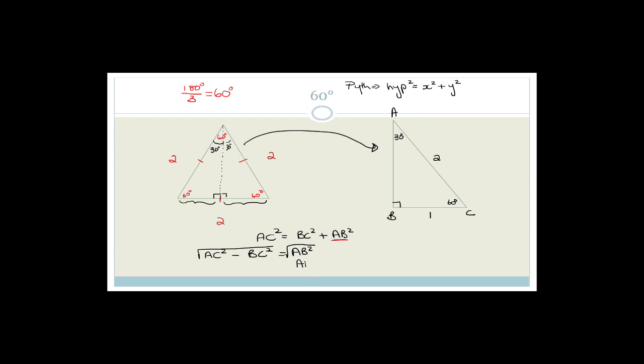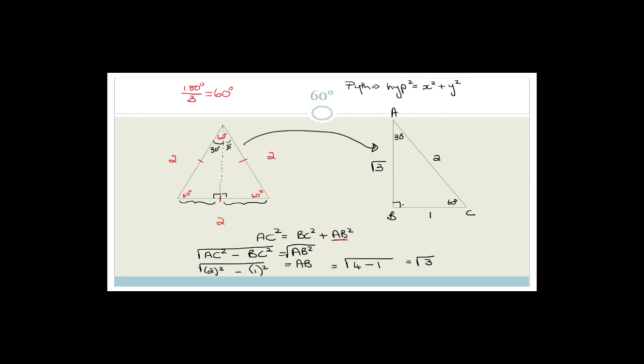So therefore, AB in this case is going to be the square root of AC, which is 2, so 2 squared, minus BC, which is 1, so 1 squared, which is then equal to the square root of 4 minus 1, which is the square root of 3. So therefore, this is the square root of 3. There you go. So that's how we get the 60, 30, 90 degree triangle.